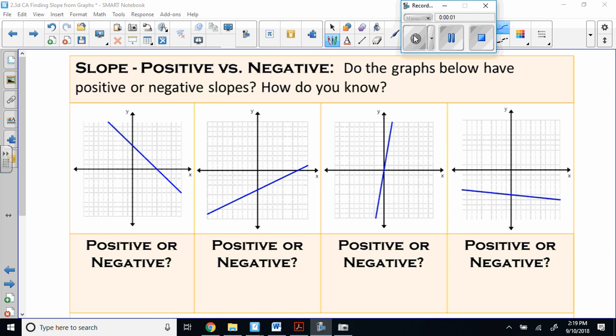Okay, ladies and gentlemen, here we go. We're determining whether slopes are positive or negative. Do the graphs below have positive or negative slopes, and how do you know? Well, first things first, let's look at this particular example.